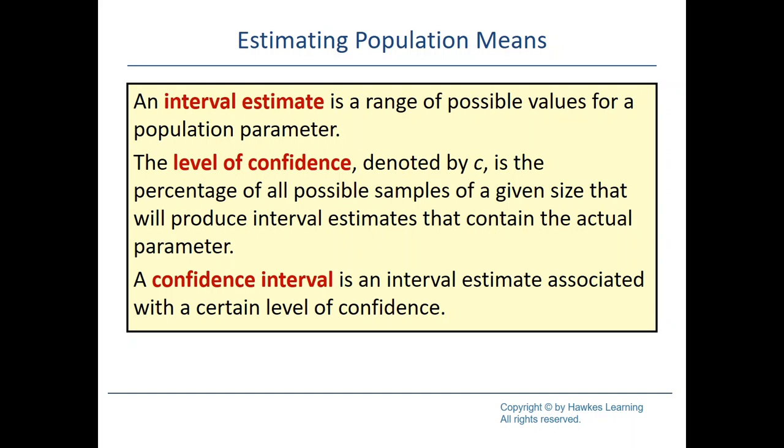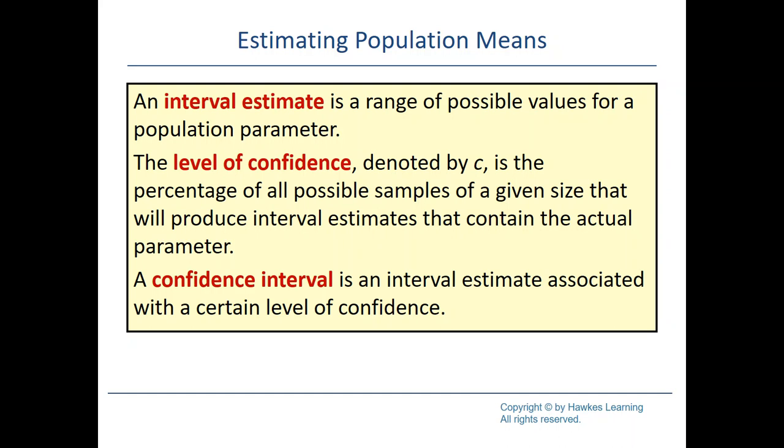Now the level of confidence, and we're going to call that c just so you guys know, is the percentage of possible samples of a given size that will produce the interval estimate that actually contains that parameter. Meaning, how confident are you in this estimation interval? So if we add a level of confidence to our interval estimate, we now call it a confidence interval. It's basically an interval estimate associated with a certain confidence level.